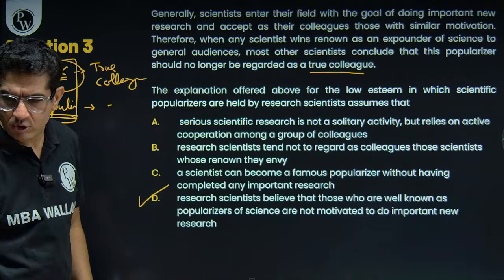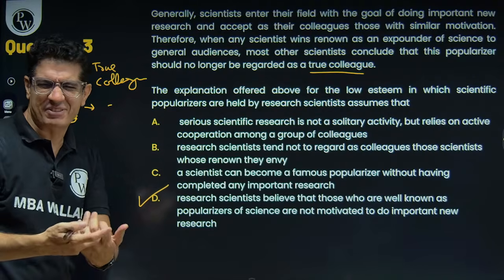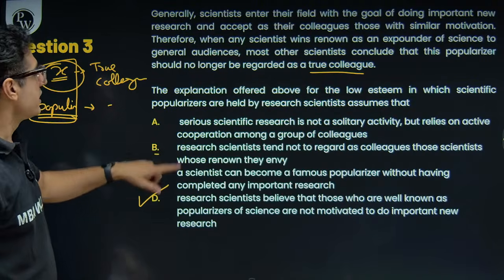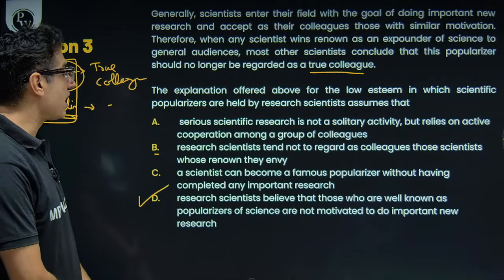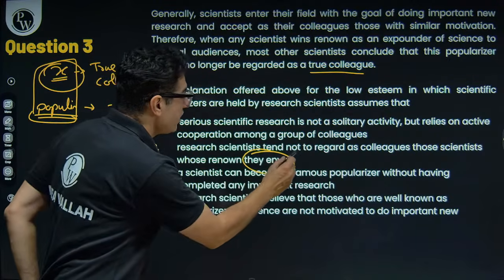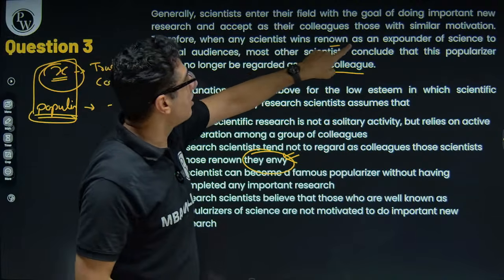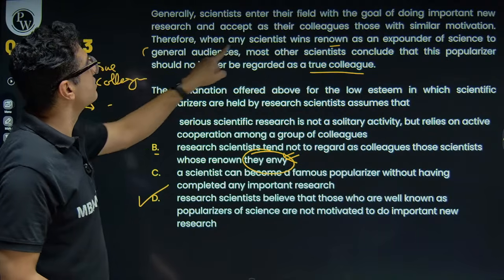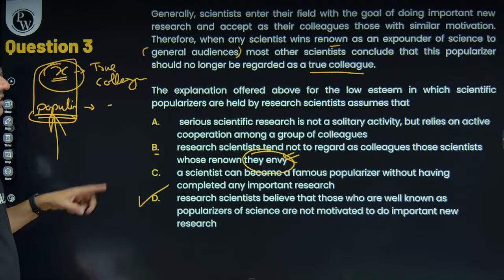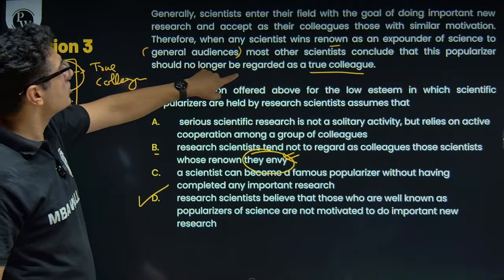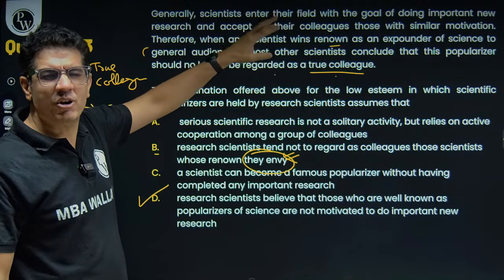Let's go ahead, let's Kusu. Since I don't know your name, that's how I'd be forced to address you. Let's look at B. Research scientists tend not to regard as colleagues those scientists whose renown they envy. This envy is irrelevant because now they win renown as an expounder of science. They are popularizers.